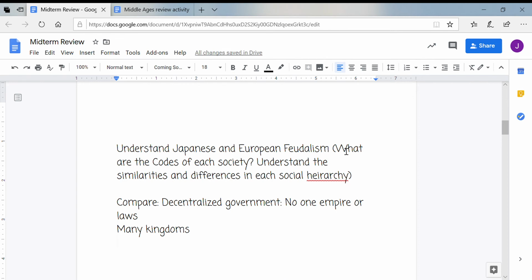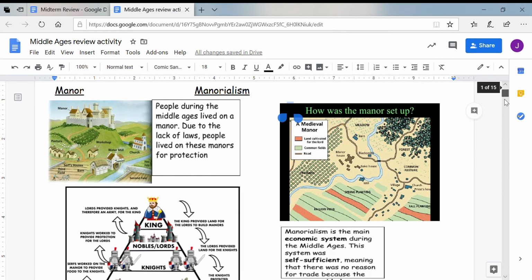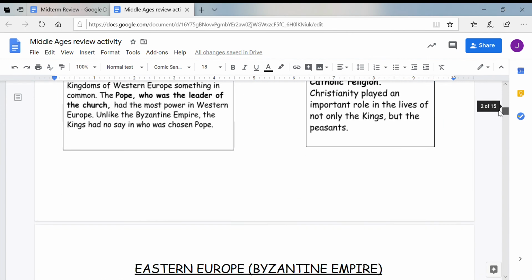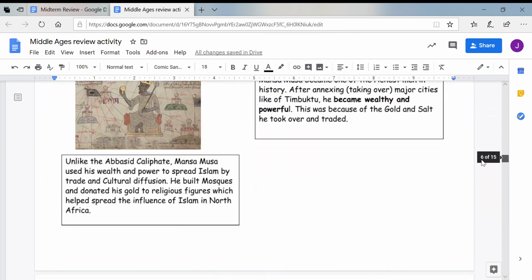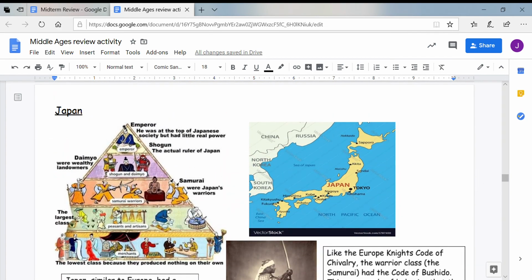Also, keep in mind, what else you have to know is that both Japan and Europe have a social hierarchy, right? And now we just go to the social hierarchy of Japan. Let's find it. Here we go. It's very different from the European social hierarchy, because in the European social hierarchy, peasants are at the bottom, but in Japan, the merchants are at the bottom.